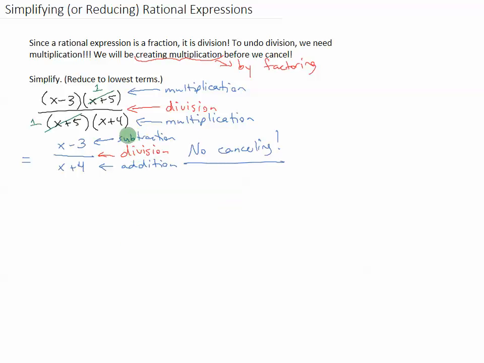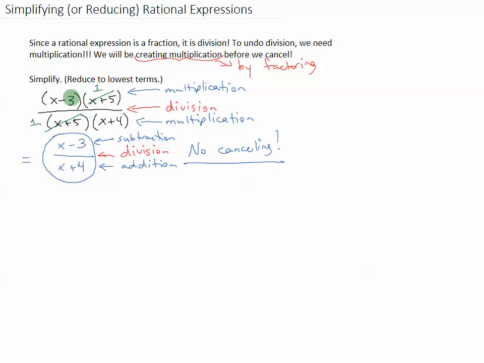It would have to be all multiplication on top and all multiplication on bottom in order for us to cancel. A lot of people try to cancel the x's here, but they're part of subtractions and additions, which are not the opposite of division. So we cannot cancel any further in that example, and so we have reduced this fraction completely to its lowest terms. We've simplified the rational expression.